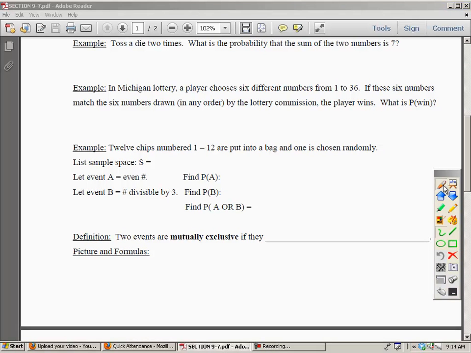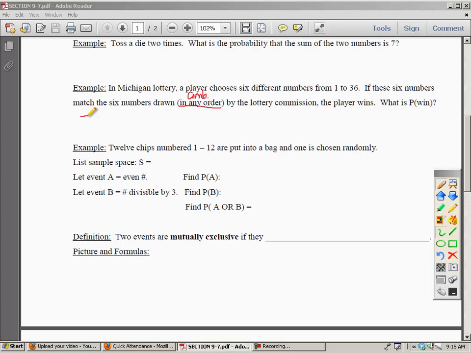Okay, in a Michigan lottery, a player chooses 6 different numbers from 1 to 36. If the 6 numbers match the 6 drawn numbers in any order, that's huge, the player wins. In any order says we're dealing with a combination. Because the order doesn't matter, we're working on a combination.